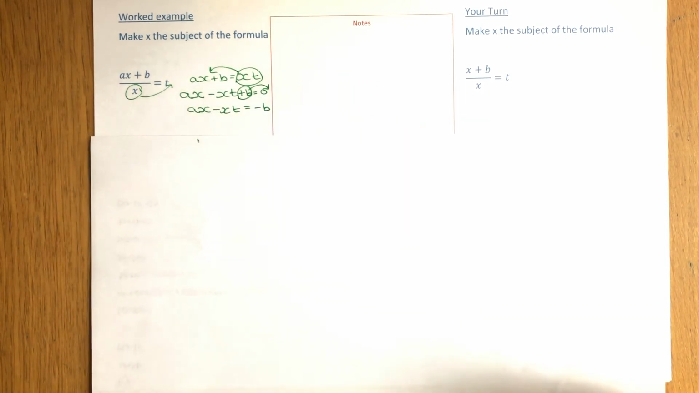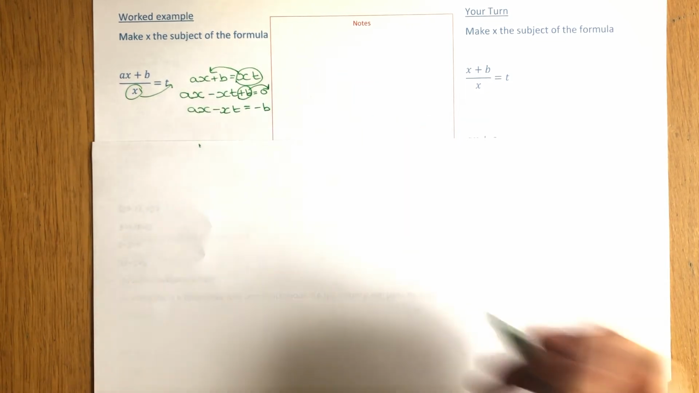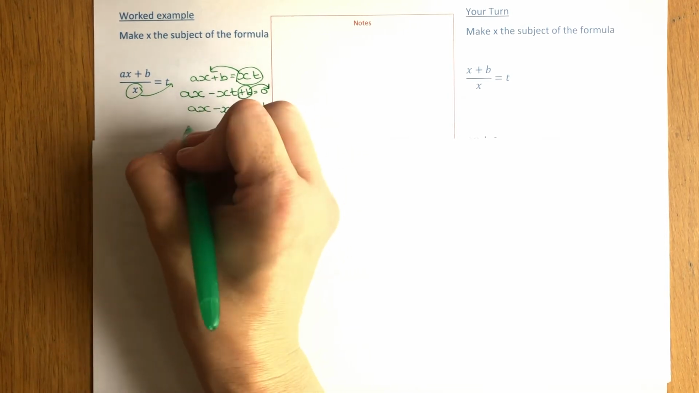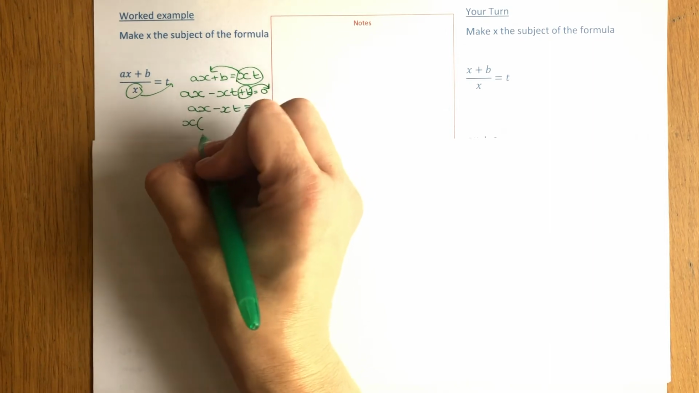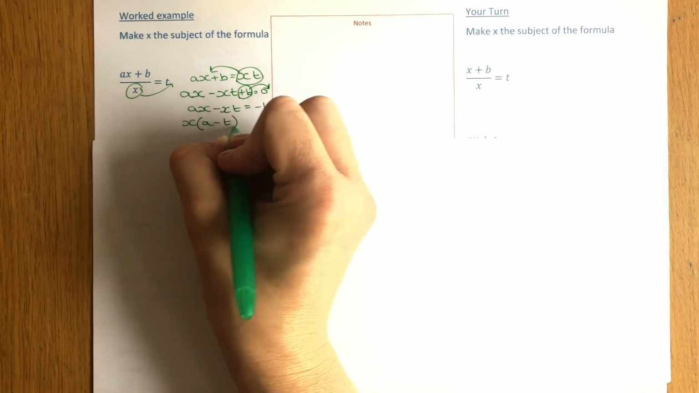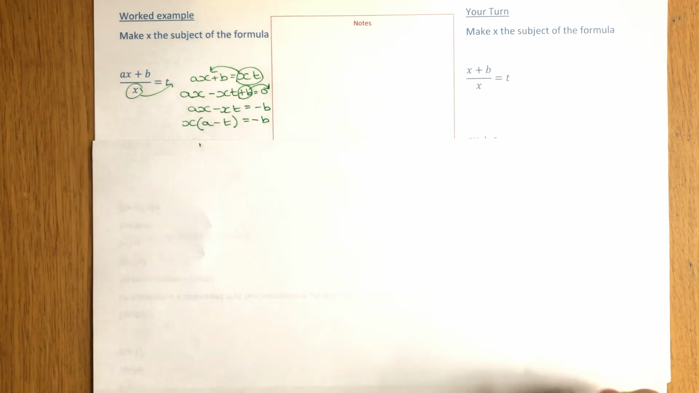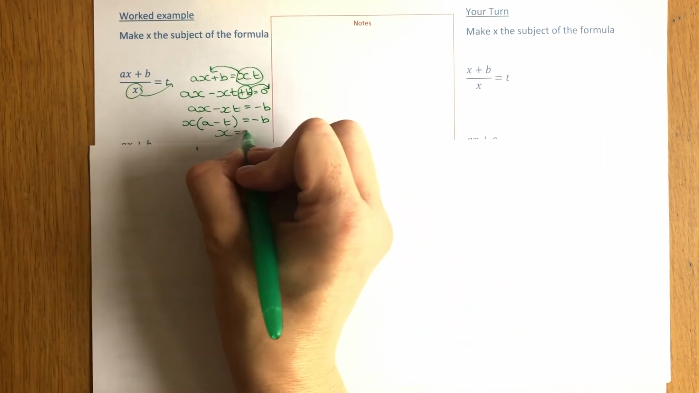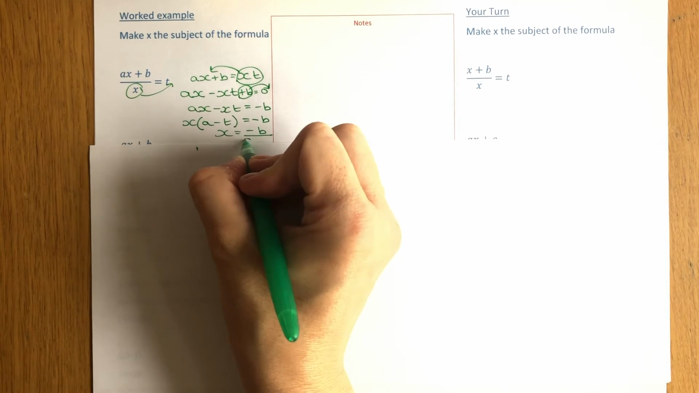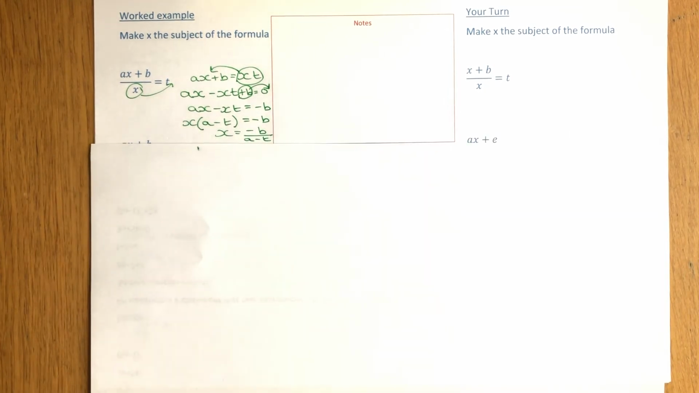So now we've got all the x's on one side. We need to draw them out by factorising. So I get x(a minus t) equals minus b, and then to get rid of the times by a minus t, we divide by a minus t.